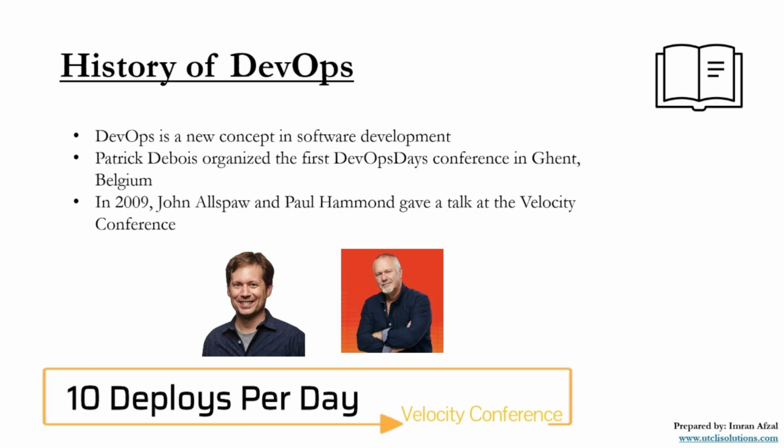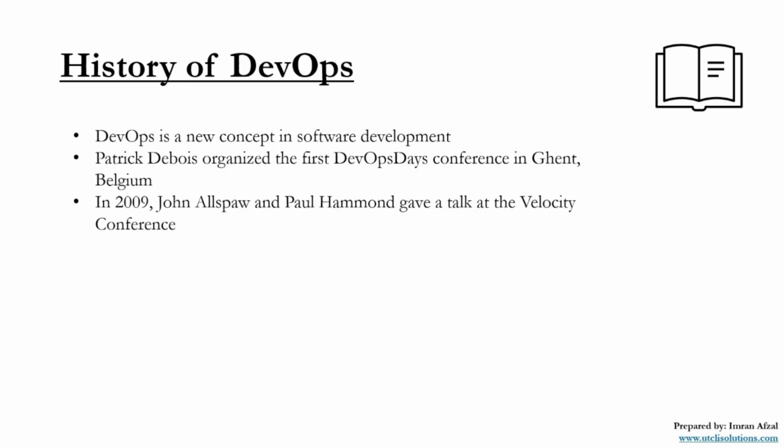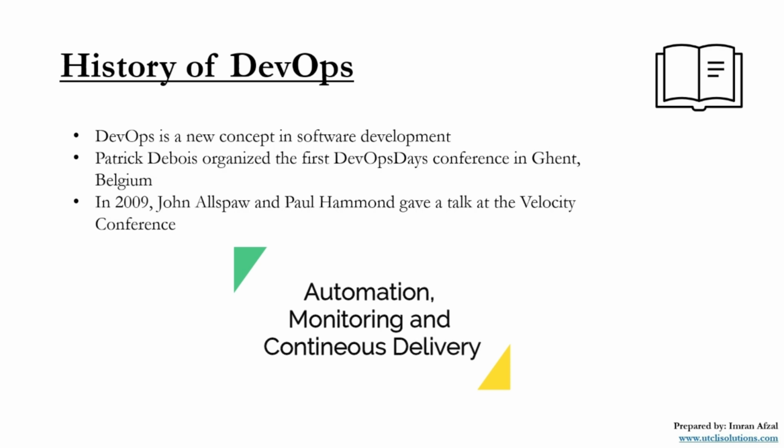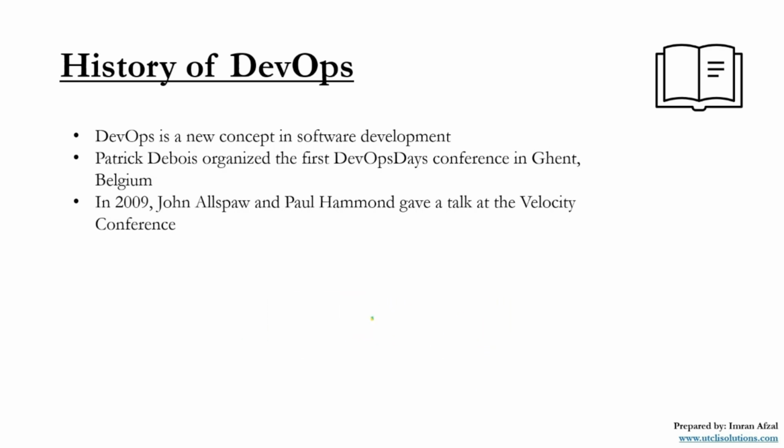"10 Deploys Per Day: Dev and Ops Cooperation at Flickr." The talk highlighted how Flickr's engineering team had adopted a collaborative approach to software development and operations that emphasized automation, monitoring, and continuous delivery. All right.